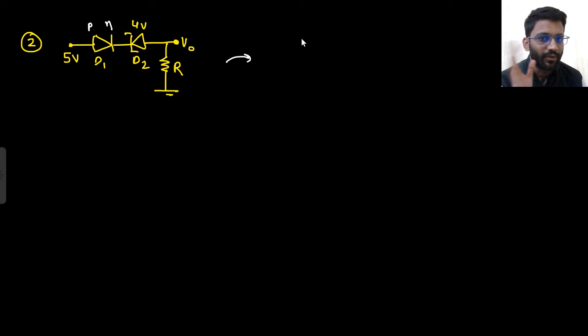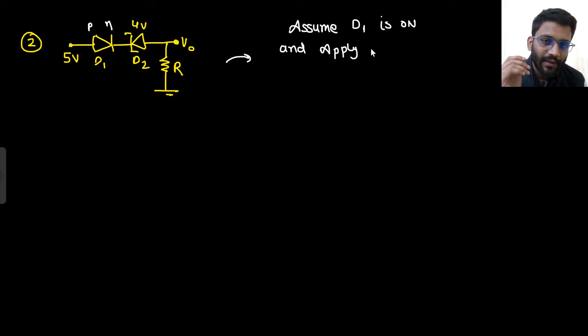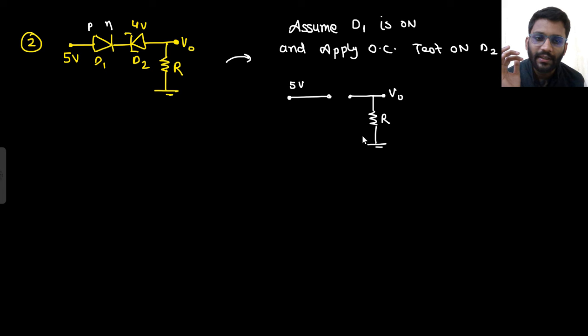So I am assuming diode D1 to be on. Assume D1 is on and apply open circuit test on D2. If D1 is on, then it will be shorted. After that, we will check if it is actually on or not. And now I am applying open circuit test on D2. This is R, this is V0, we can say. And this is D2. So in D2, this is N, this is P.